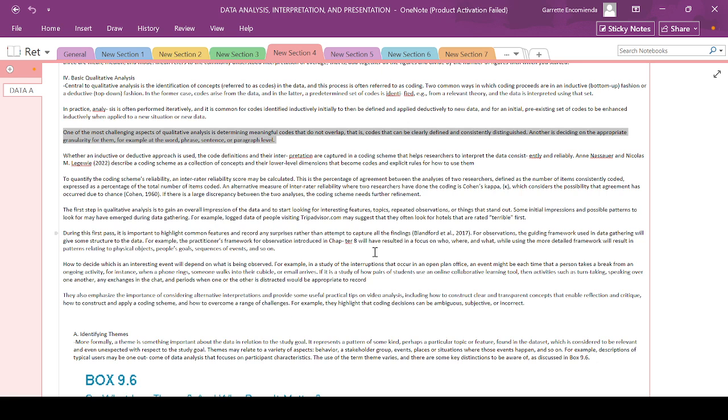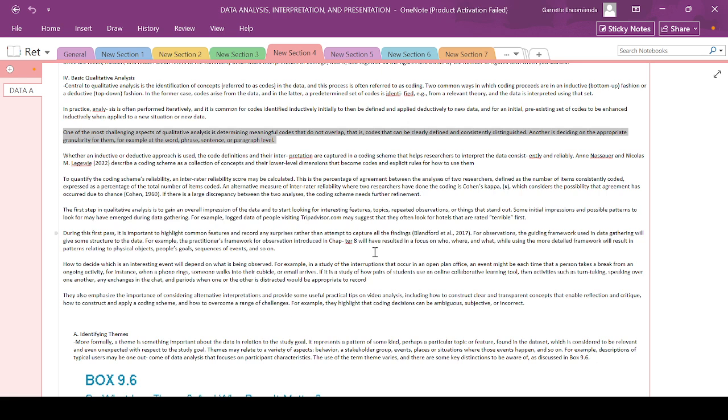So the first step in this qualitative analysis is to gain the introductory impression or main points of the data, to start looking for interesting features such as topics and repeated observations or patterns or things that stand out, such as critical incidents. Some initial impressions and possible patterns to look for may have emerged during data gathering. For example, log data of people visiting TripAdvisor.com may suggest that they often look for hotels that are rated terrible first.